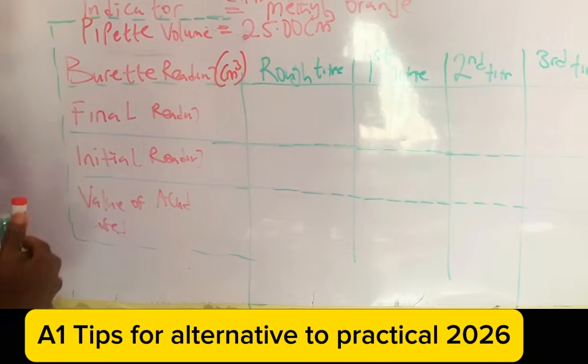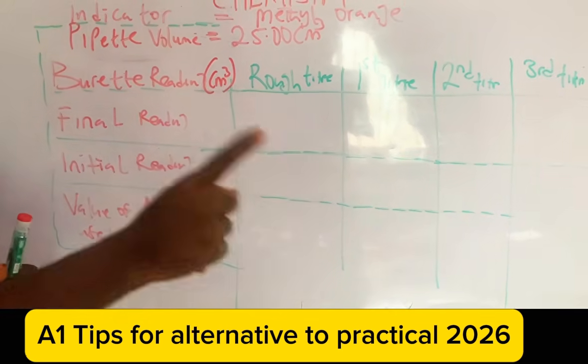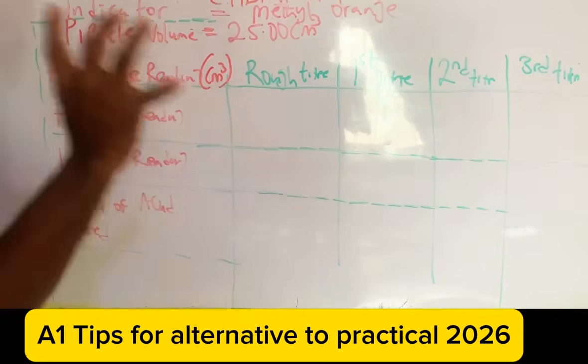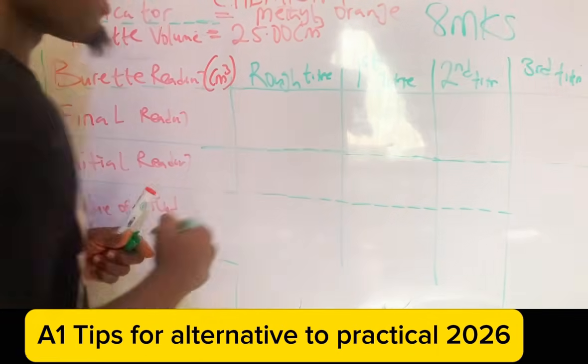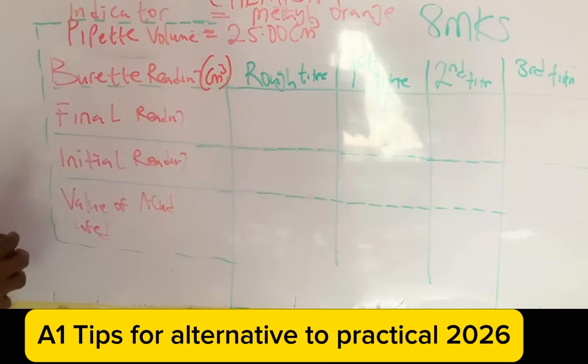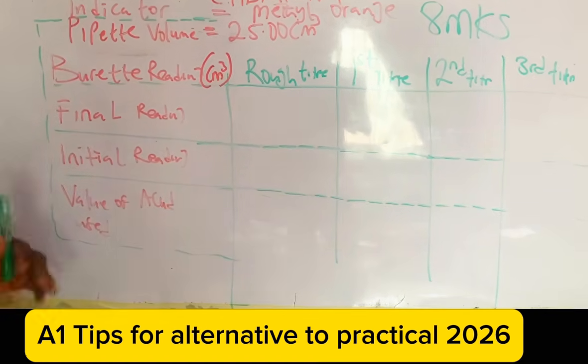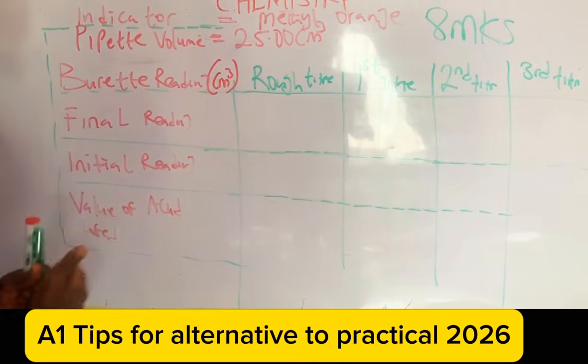Now here on the board, we have our table readings, and this table in the alternative to practicals carries 8 marks. There are a few rules that you must follow when it comes to your alternative to practicals. One of them is that this table must be well presented. Now look at what I did here.